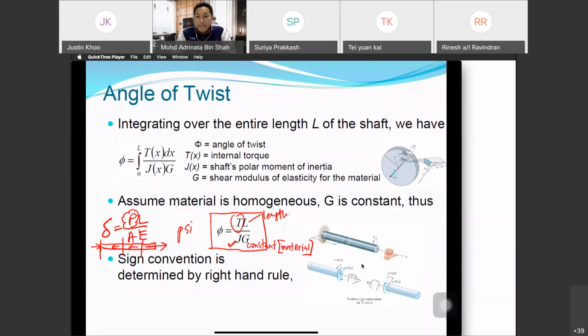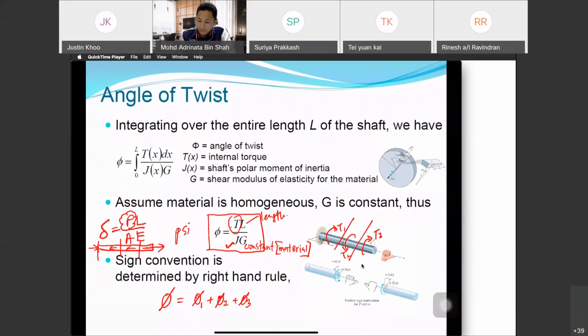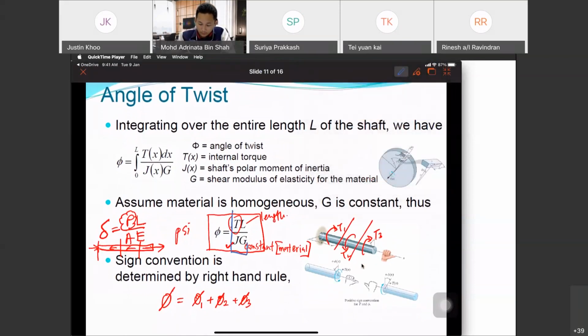It is the same in the angle of twist. So the total angle of twist is the summation of psi 1, psi 2, psi 3, if we have torque 1, torque 2, torque 3. So we need to cut between the regions, and then calculate the value of torque. The summation is different when we have different torque, different material, different cross section, and different length. The question is, where should we cut? It is the same as that one.